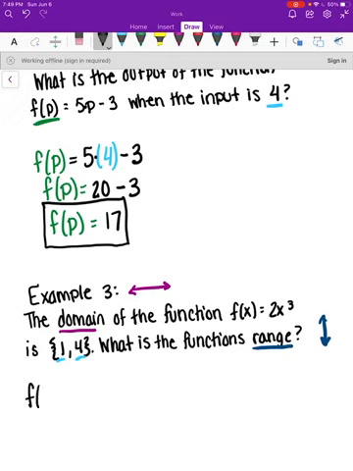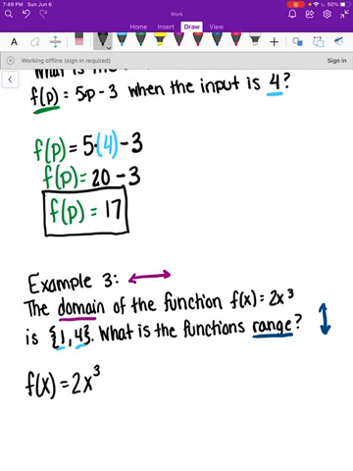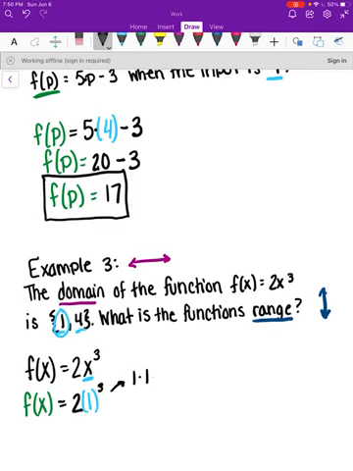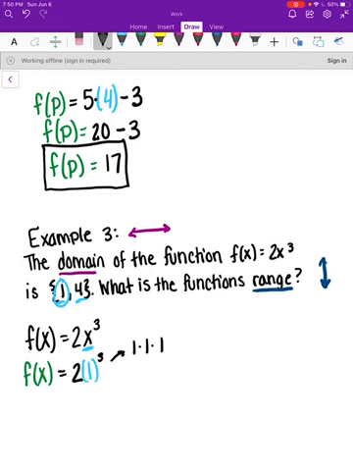So f of x equals 2x to the third exponent. So I'm going to input 1 first. So I'm going to input 1 in for x. So we can do f of x in green equals 2, but instead of x, I'm going to do 1 to the third power. And 1 to the third power just means 1 times 1 times 1. It's 1 multiplied by itself 3 times. 1 times 1 times 1 is 1. So I have 2 times 1, and 2 times 1 is 2.